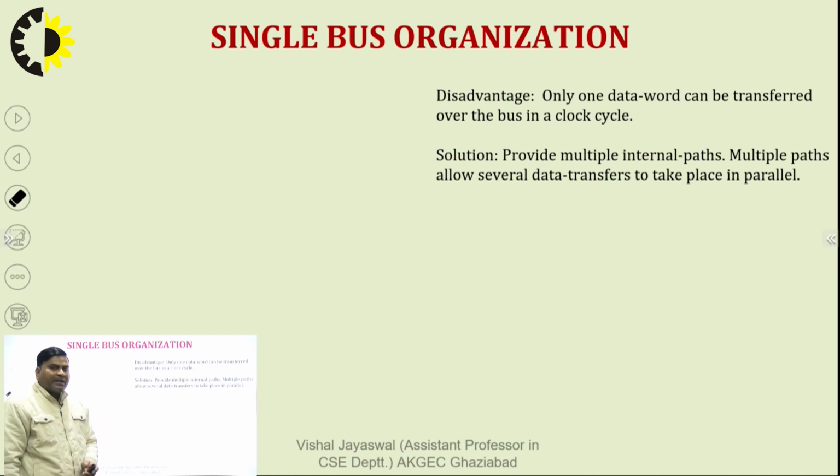In single bus organization, there is one disadvantage, that is only one data word can be transferred over the bus in a single clock cycle. And if we talk about the solution, provide multiple internal paths, and multiple paths allow several data transfers to take place in parallel.